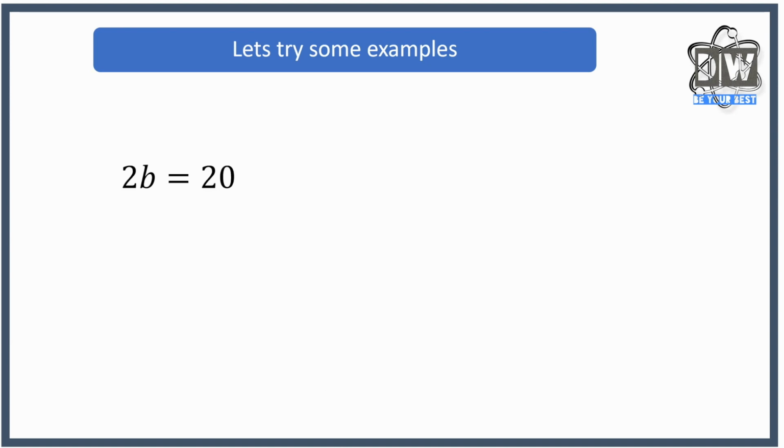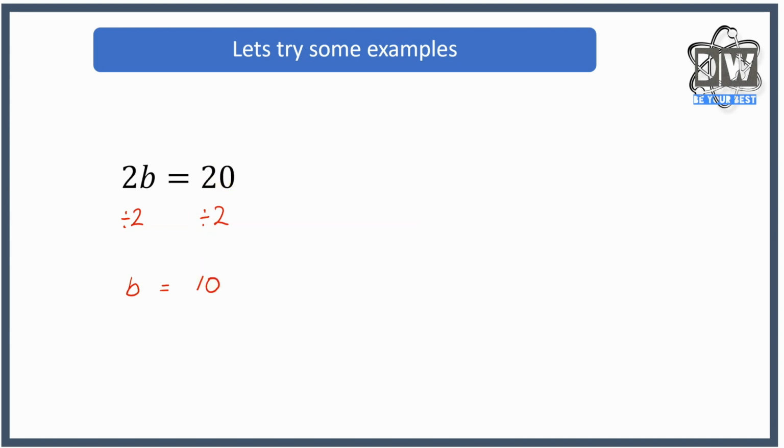So what we're going to do is use the inverse operation. What is the opposite of times? It's divide. So we're going to divide both sides of the equation by 2. The reason why we divide both sides of the equation by 2 is because we must keep it balanced. Now if we divide 2b by 2, it'll give us b, and if we divide 20 by 2, it'll give us 10.